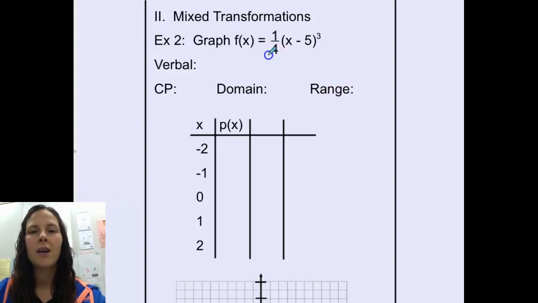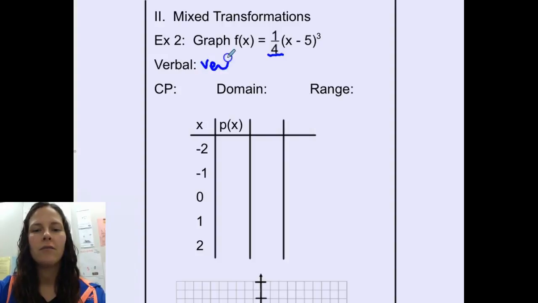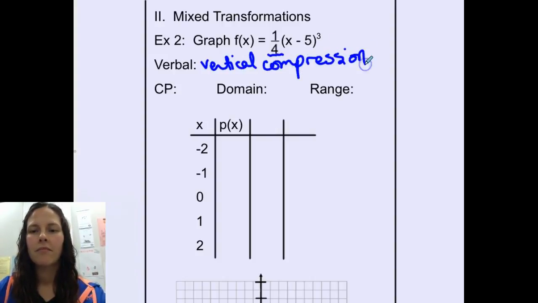Now we're going to take a look at combining different transformations together. Taking a look at our first equation, we have a multiplication by 1/4 on the outside. It is not grouped with the x, so that is a vertical compression. Inside, grouped with the x, we have a -5. It looks like it's a shift to the left, so it's actually a shift to the right.